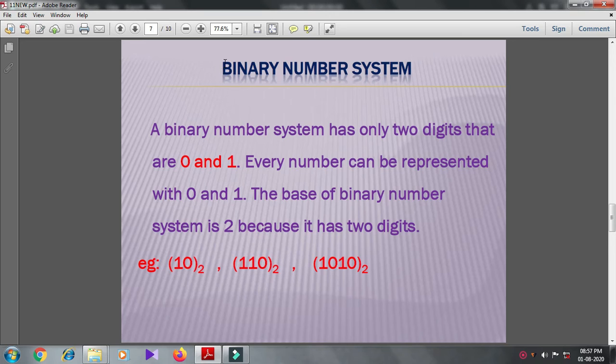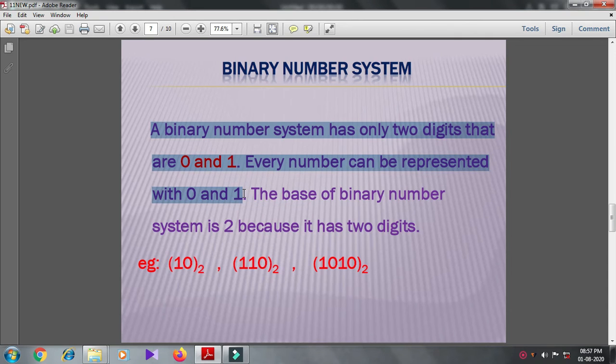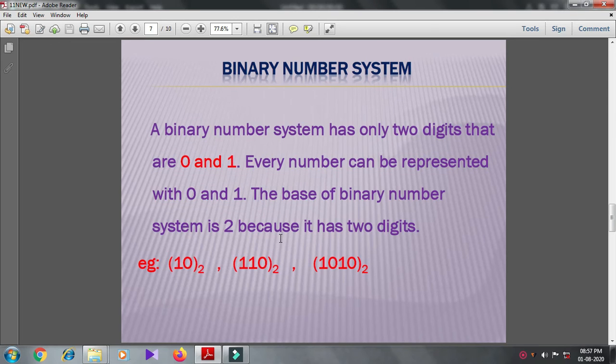Next, binary number system. A binary number system has only 2 digits, that are 0 and 1. Every number can be represented with 0 and 1 in the binary number system. The base of binary number system is 2 because it has only 2 digits, that is 0 and 1. For example, 10 base 2, 110 base 2, 1010 base 2. Binary number system means it has only 2 digits, that are 0 and 1. Every number can be represented with 0 and 1.